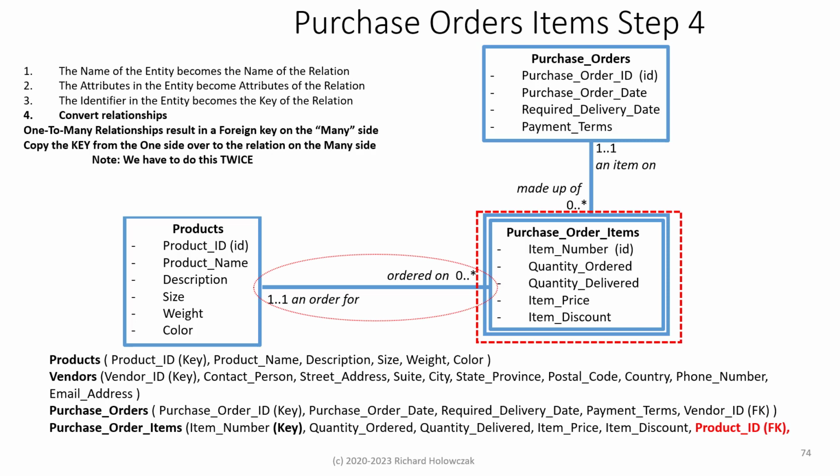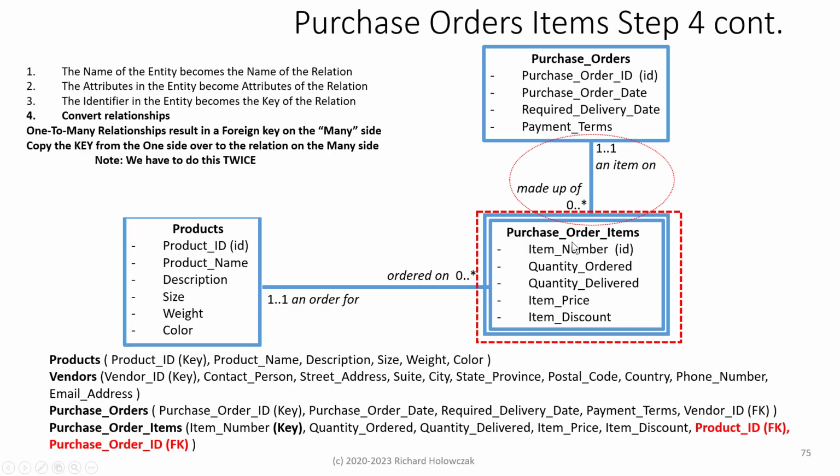Now we have to convert our relationships. And here's something else that's a little new. There are actually two different one-to-many relationships that lead us into purchase order items. In the first case, we have products. Products is on the one side, purchase order items is on the many side, so we're going to copy product ID over as a foreign key down here in the lower right corner.